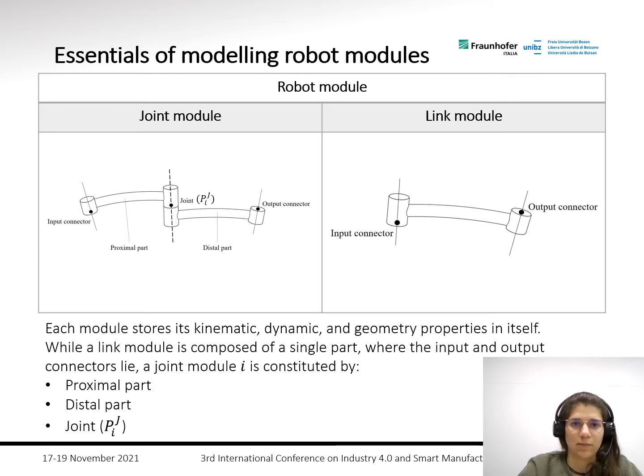First of all, talking about modular robotics, we distinguish 2 main modules, the joint module and the link module. Each module stores all the kinematics, dynamics, and geometry properties of the module itself. So it is very important to have a correct description of the modules in order to have a final description of the robot. While the link module is a very simple part with just an input and an output connector frame, the joint module is a more complicated one since it has 2 parts, the proximal and the distal parts, always with the input and output connector frames, and then we find the joint, which is the connection point between the 2 parts.